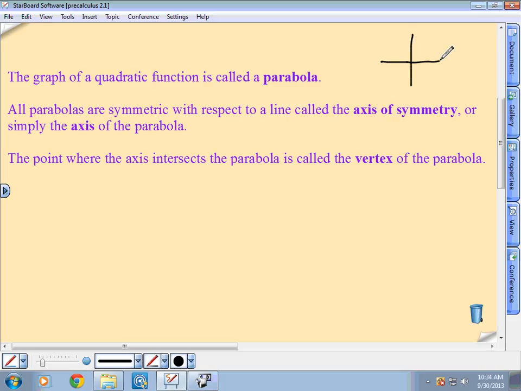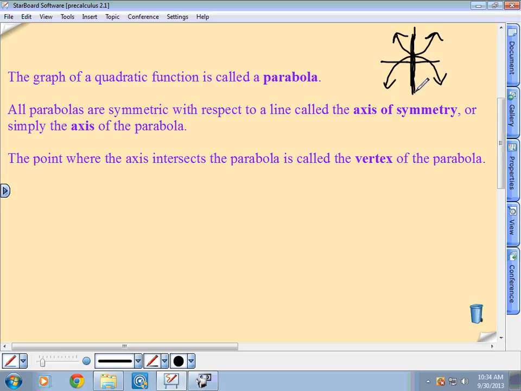Now a parabola is either going to go like this and open up, or it's going to look like this and it's going to open down. But either way, any quadratic function you get is going to give you a parabola. All parabolas are symmetric with respect to a line called the axis of symmetry, or simply the axis of the parabola. So no matter which one I draw, there's going to be a line down the center, and the one I drew here was just the y-axis. But it doesn't have to be the y-axis, okay? But the one I drew was simple, so it is the y-axis. And basically, it's the reflection about the y-axis.